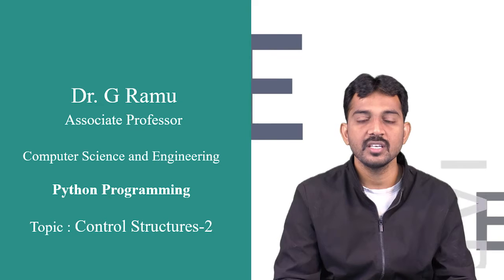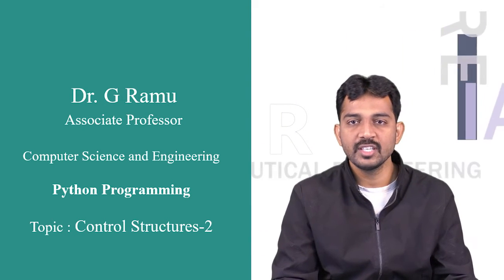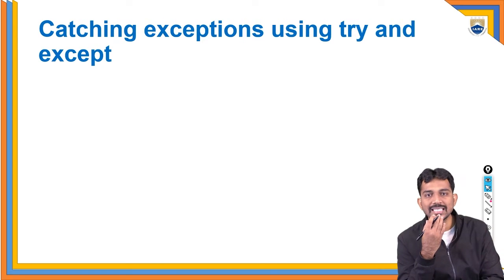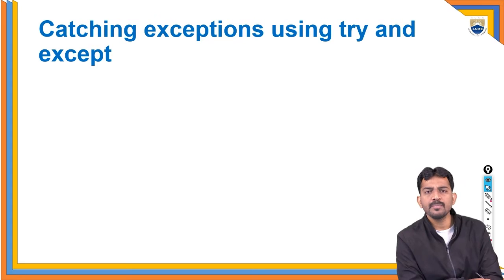In this class, we are going to see the next part, means while loop and exceptions also. We'll see one by one. Catching exceptions using try and except. So what is the purpose of the try and except?